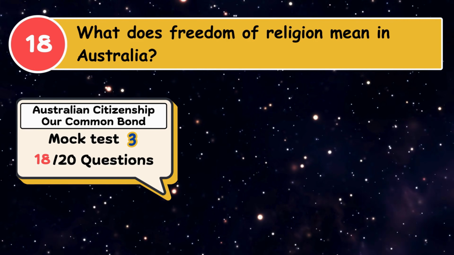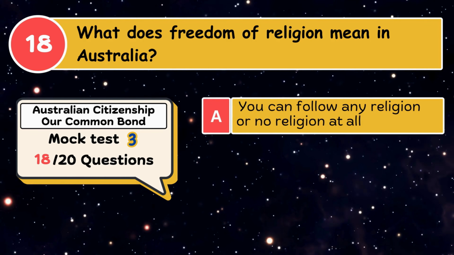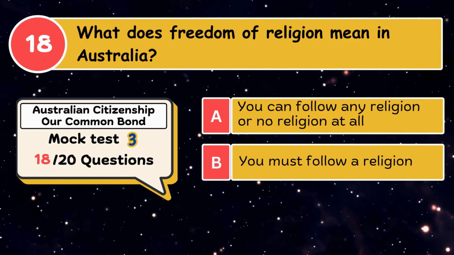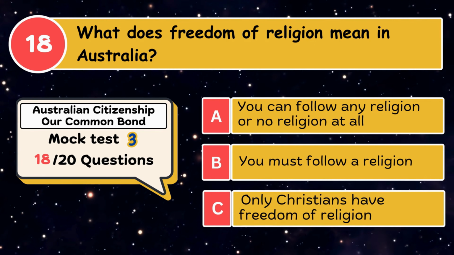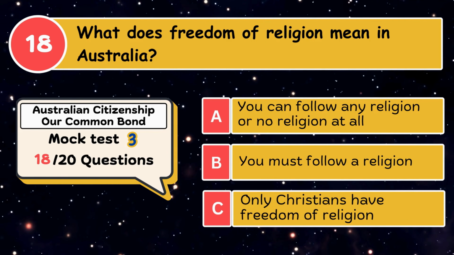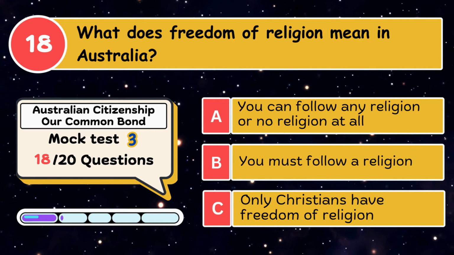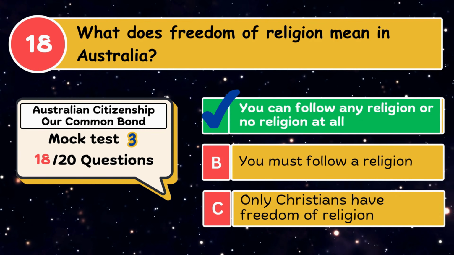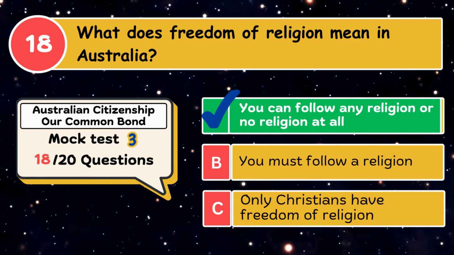What does freedom of religion mean in Australia? A. You can follow any religion or no religion at all. B. You must follow a religion. C. Only Christians have freedom of religion. The correct answer is you can follow any religion or no religion at all.